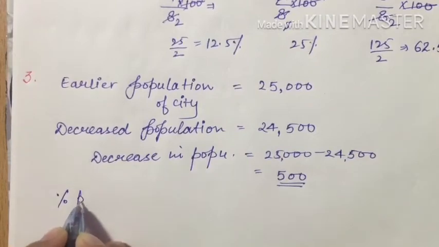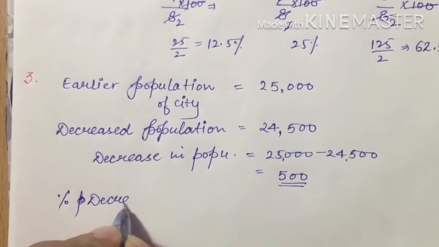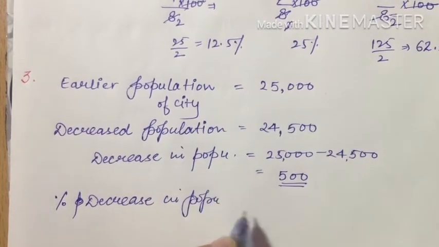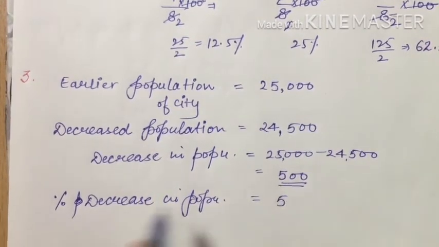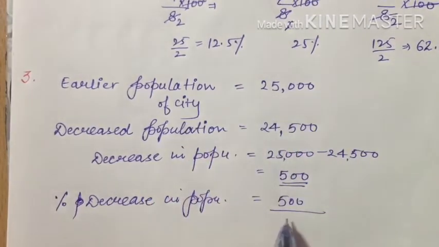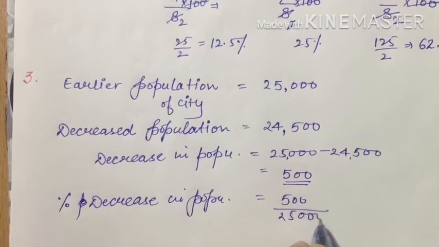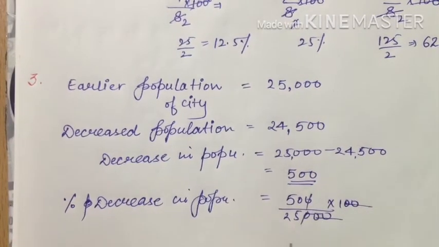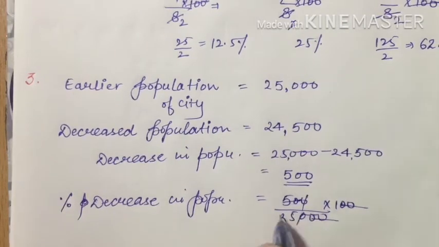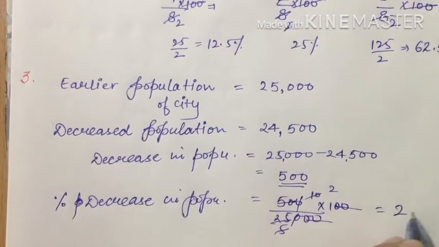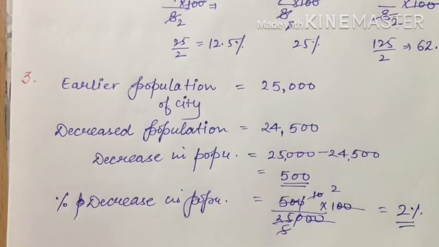Percentage decrease in population. What is that? If we have to find the percentage decrease, the decrease is 500, and the original population was 25,000, multiply by 100. 2 zeros, 1 0. By the table of 5 we can cut. Here it will be 10, here it will be 5, here it will be 1, here it will be 2. So what is the reduction in the percentage? There is 2% only.